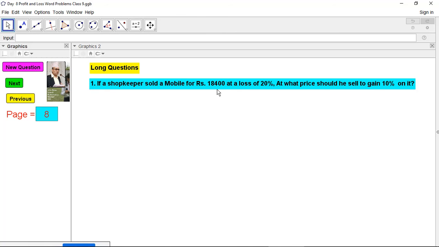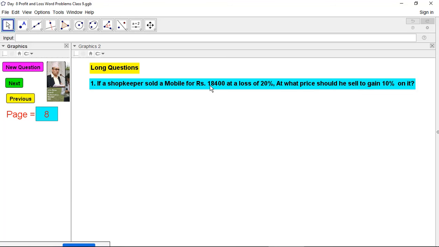$18,400 sold, that means SP. And loss 12% is 20%. But it is not completed. Here are two conditions, dear students. In the first condition, what do we obtain? We get the selling price and the loss percent is given.